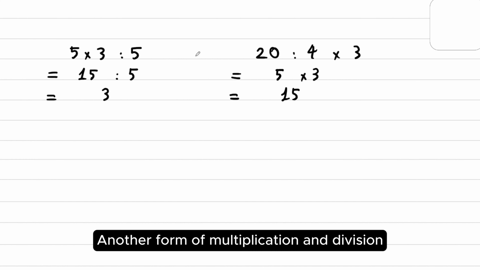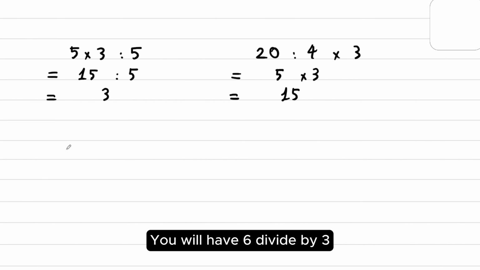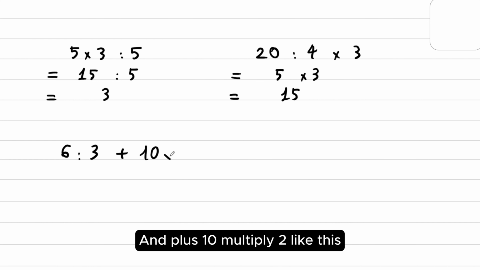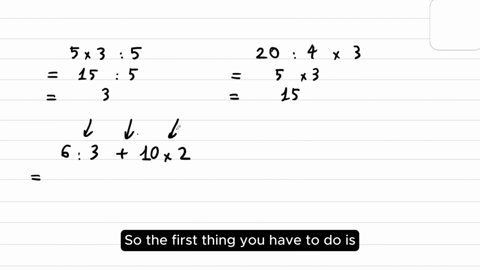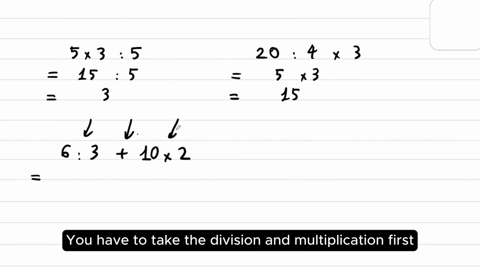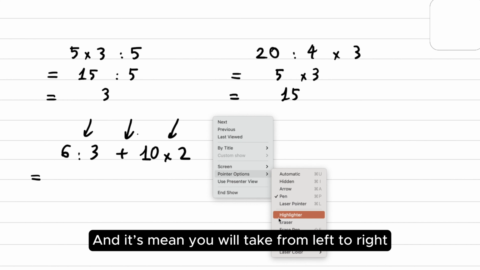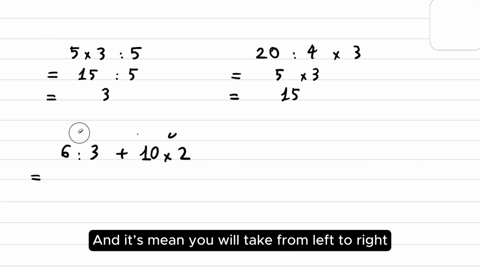Another form of multiplication and division in the same operation: you will have 6 divided by 3 plus 10 times 2, like this. So how about this one? For this one, you have division, you have multiplication, and you also have addition. So the first thing you have to do is take the division and multiplication first, and it means you go from left to right.